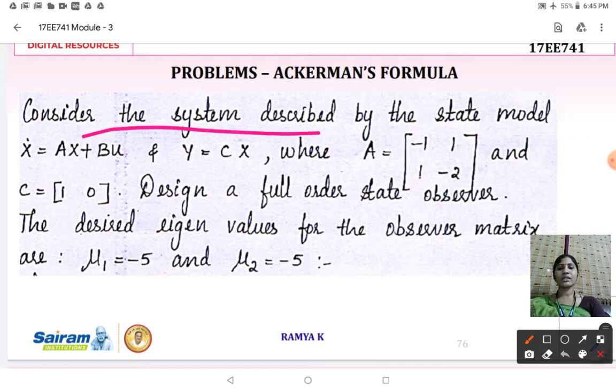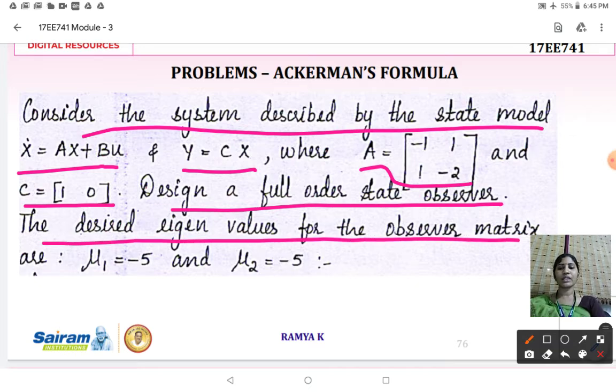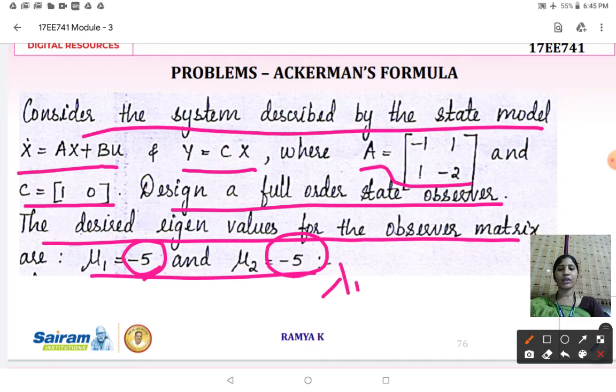So consider a system described by the state model X dot is equal to Ax plus Bu, y is equal to Cx, where the matrix A is [minus 1, 1; 1, minus 2] and C is equal to [1 0]. Design a full order state observer. The desired eigenvalues for the observer matrix are given: the first eigenvalue is minus 5 and the second eigenvalue is also minus 5. So here lambda 1 is equal to minus 5, lambda 2 is equal to minus 5.